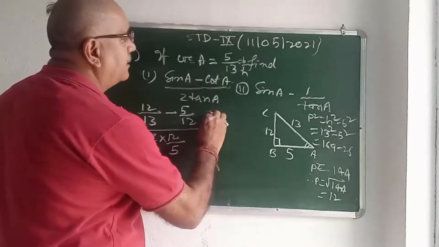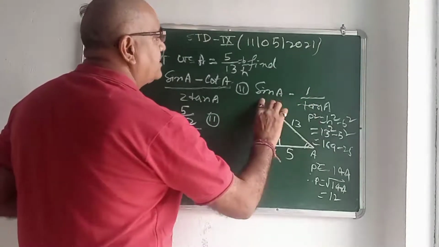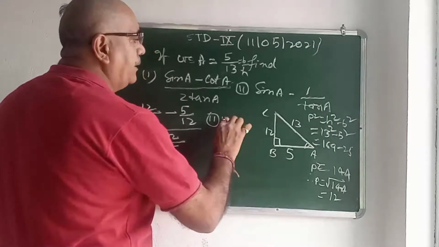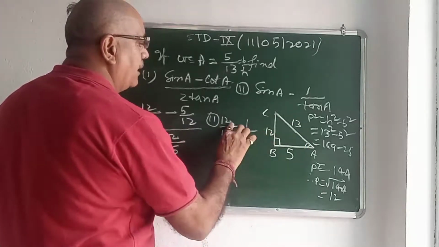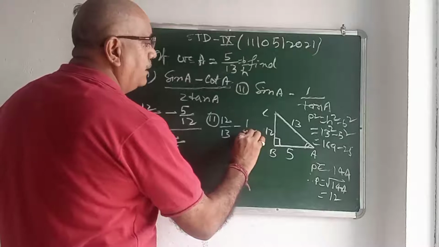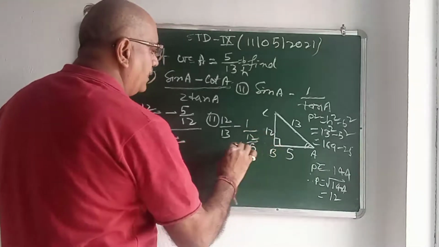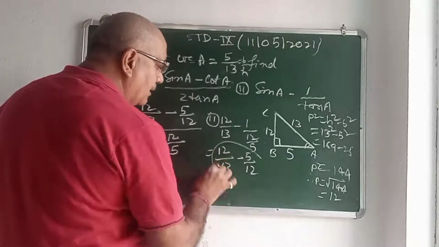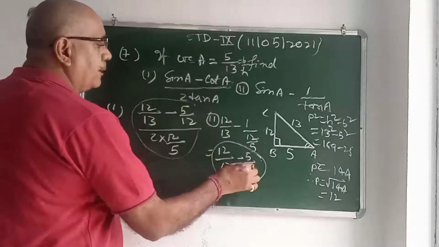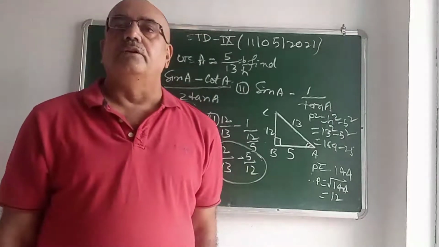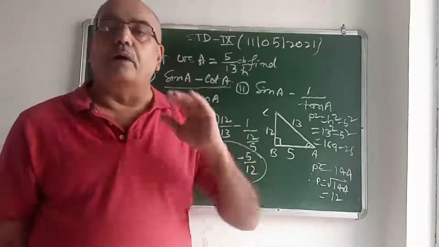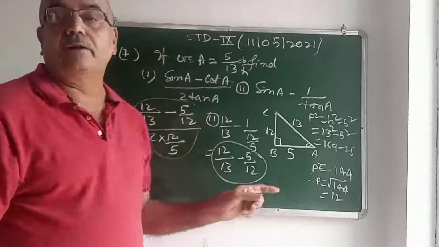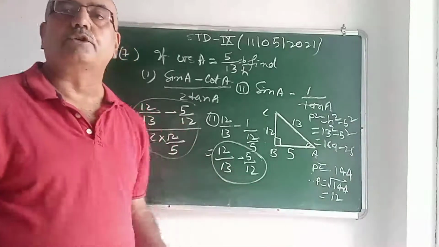For the second part, given sin A minus 1 by tan A. Sin A is equal to 12 by 13, P by H, minus 1 by tan A. Tan A means P by B, means 12 by 5. So 12 by 13 minus 5 by 12. Simplify this one. That will be the answer. You follow? So whatever value is given, first of all, immediately draw the right angle triangle. Then take the value and find out the other trigonometric values.